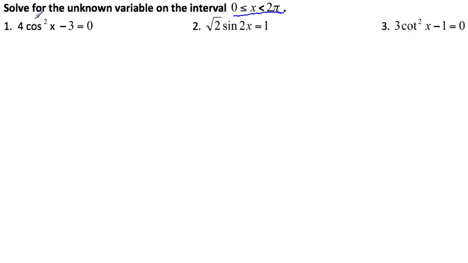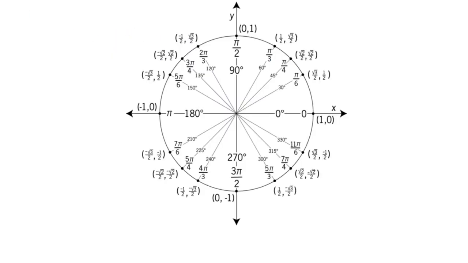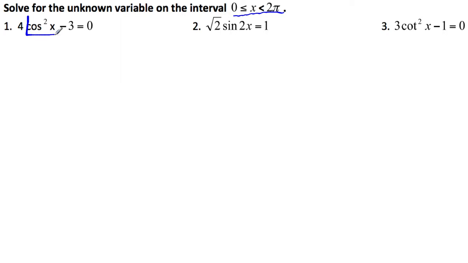So if we have 4 cosine squared of x minus 3 is equal to 0, it looks bad, but really we just want to break it down to get the trig function by itself. So we can think about it by boxing this and saying, all right, I want to get this by itself. So I'm going to add 3 to both sides. So cosine squared of x is equal to 3, and then divide both sides by 4. So I get cosine squared of x is equal to 3/4. Awesome. And this is cosine squared. I want cosine.